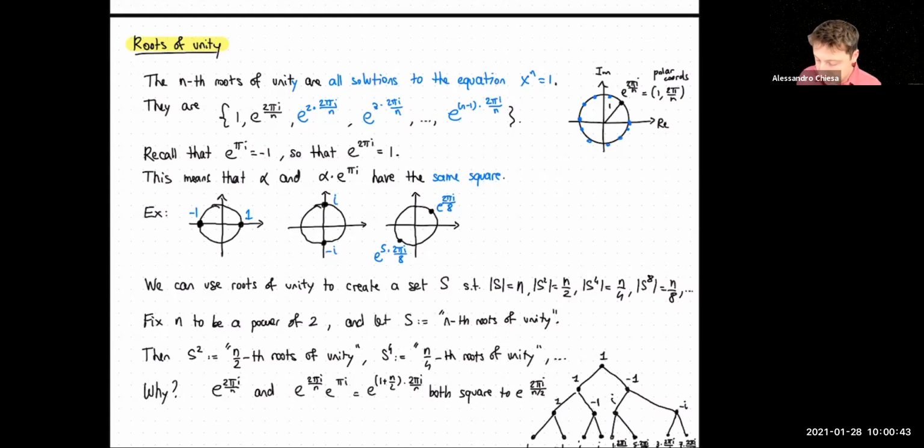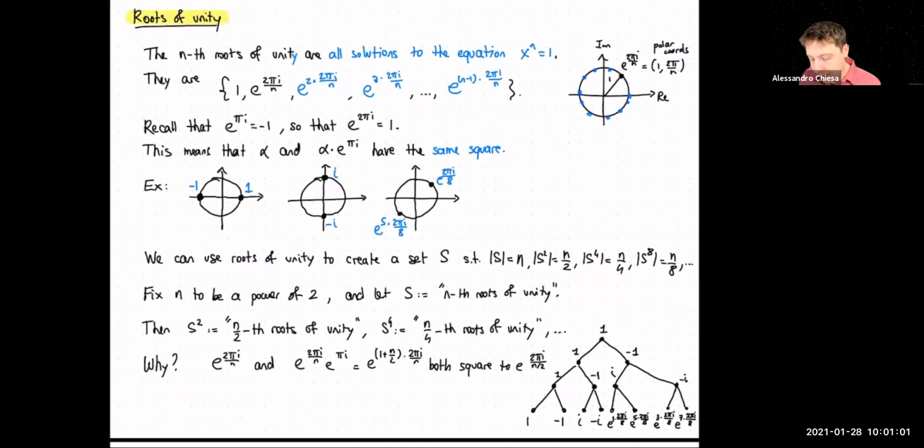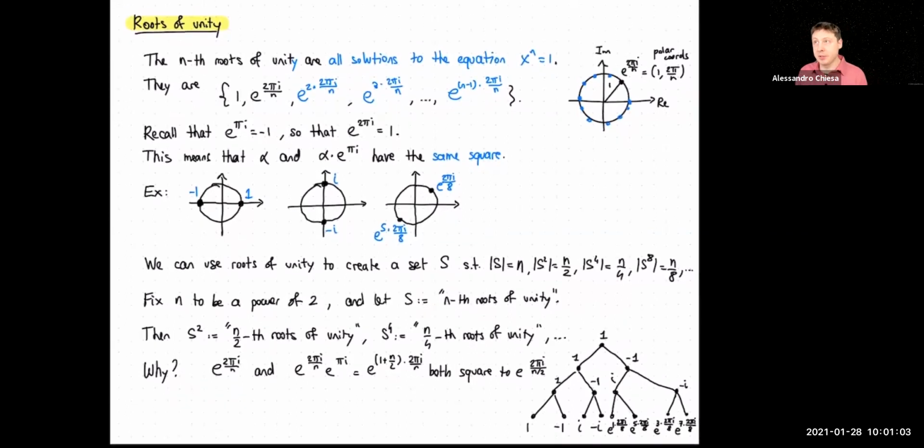All right. So these are pairs. And we can create roots of unity to create a set such that we can start of size n. Then we square it. We go to n over 2, n over 4, n over 8. So now we want n to be a power of 2 so that we can keep halving. Otherwise, it's not going to make sense to keep halving.